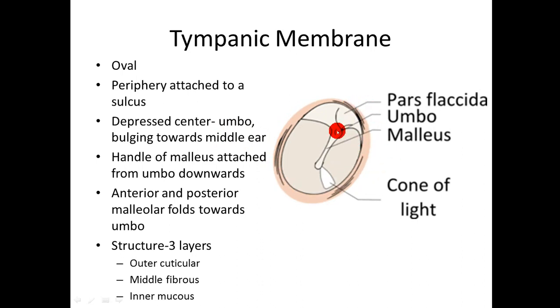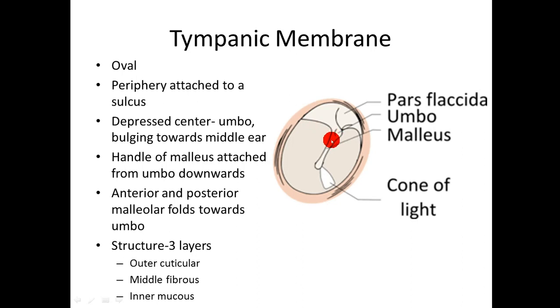And from the handle of the malleus you can see two folds of the mucosa going downwards. These are called the anterior and posterior malleolar folds.